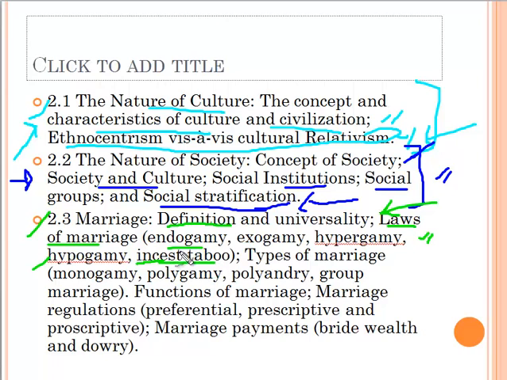So all this is incest. So it's taboo. Taboo means banned, or prohibited. So why the incest taboo is there in our society, and why there is prohibition between coupling of closely related people, all this you will learn here.